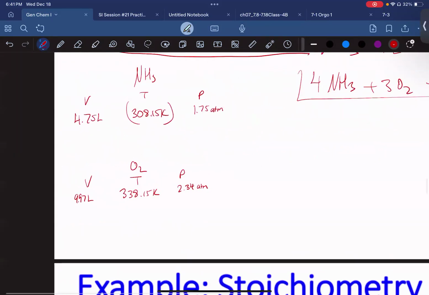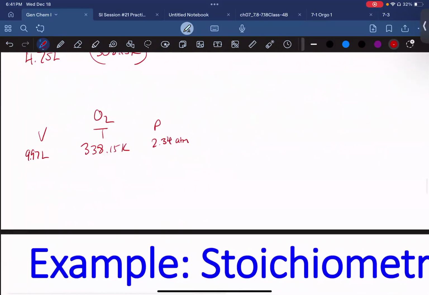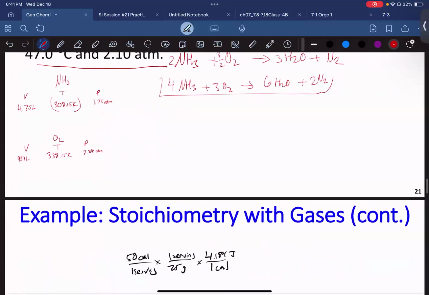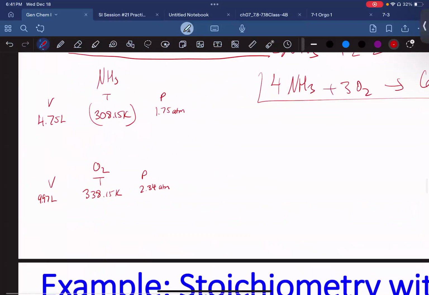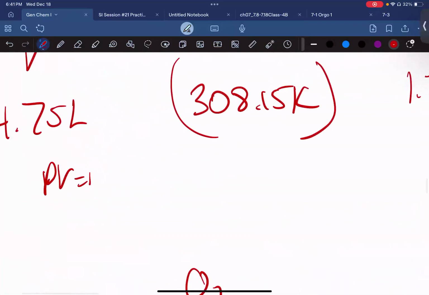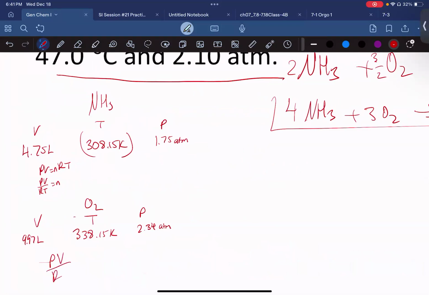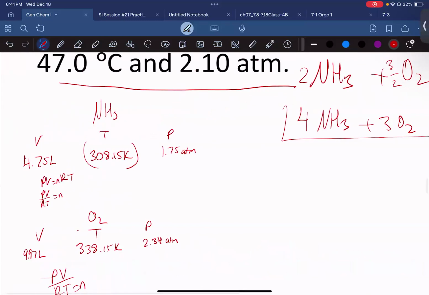So this is PV equals nRT, right? So we have to figure out moles, because we're trying to figure out the limiting reagent. And so we gotta do PV equals nRT, or manipulate it to be PV over RT equals n. Same thing with here, PV over RT equals n. All right, so let's do that.